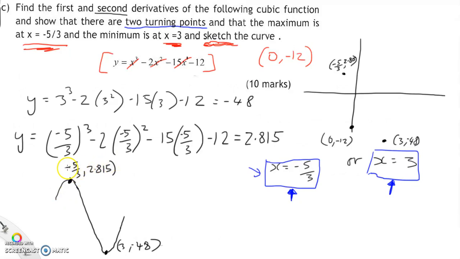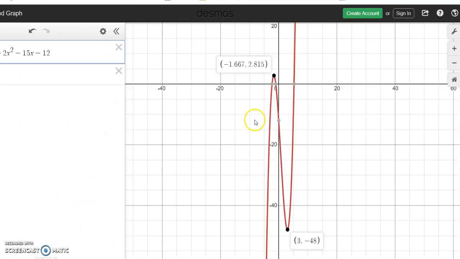Now you could do a better job of this yourselves. And then the y-intercept is going to be 0, minus 12. Right? And that's it sketched. And I have it done on Desmos. I'm going to show you that there now. Right? That's it there on Desmos. There's the local min. There's the local max. And there is the y-intercept. That's it.